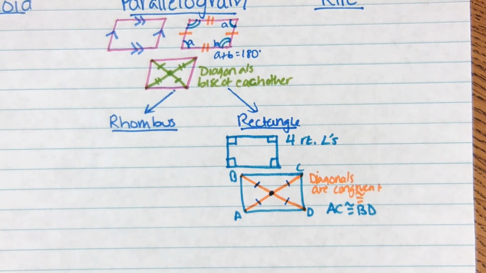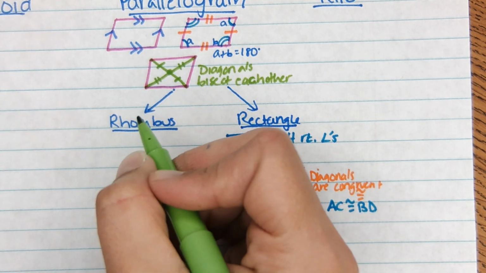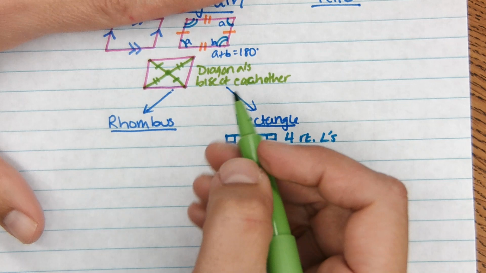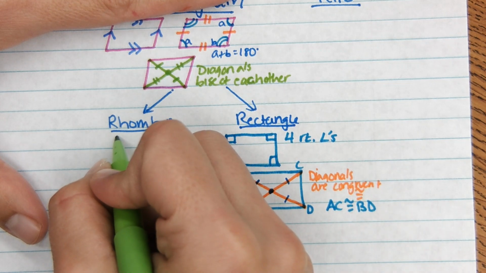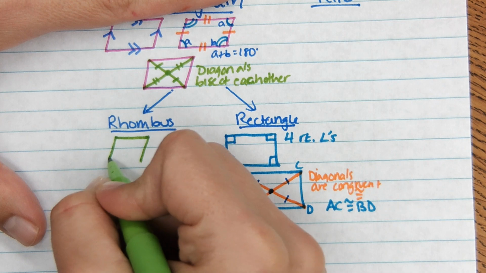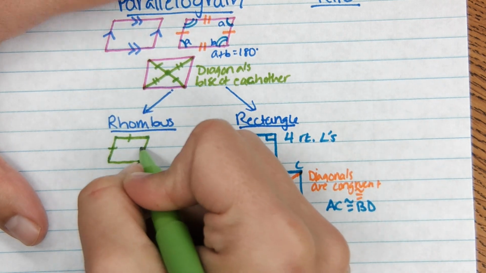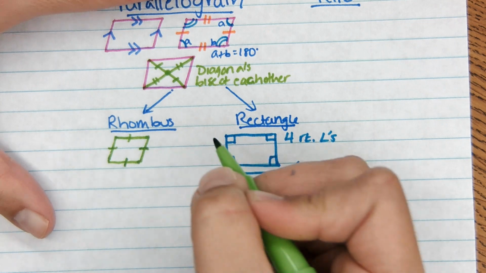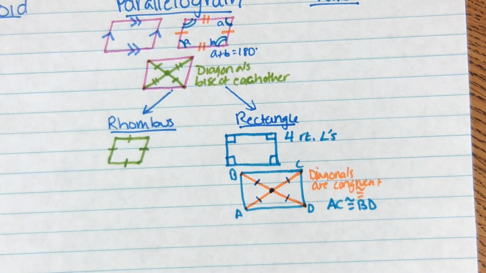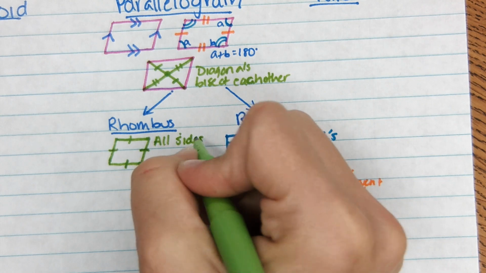Okay, and then over here for rhombus, a rhombus is a parallelogram, but all the sides are congruent. So it looks like this. I'm trying to make all the sides the same length as best I can. So it looks like a parallelogram, but the difference is that all the sides are the same length. All sides congruent.